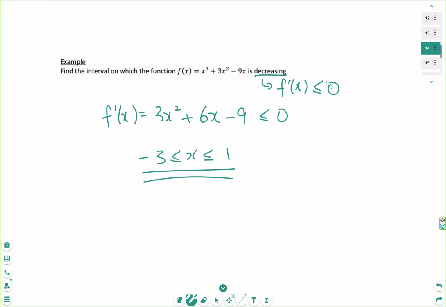However, if your calculator doesn't have the inequality function, then you go back to solving it like a quadratic, where you get x equals -3 or x equals 1. Then you can draw a graph.